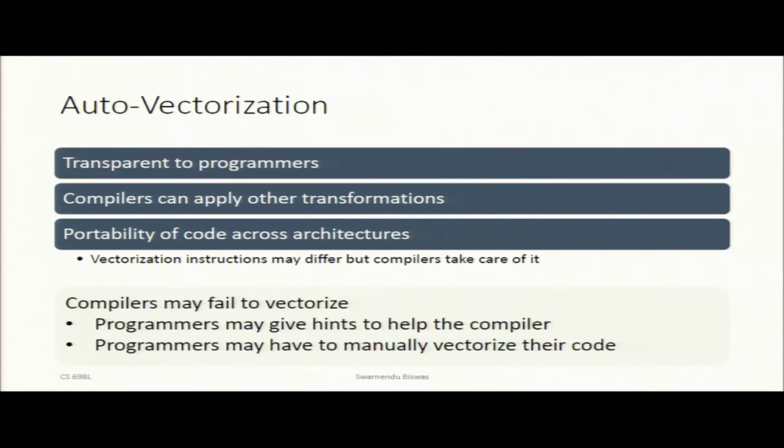However, compilers may fail to vectorize, because there is a limit to what a compiler can do. It may infer wrong things about your code, wrong false dependencies. So in those cases, you can help the compiler by providing hints, or you can force the compiler to actually vectorize it, if you as a programmer are sure that this code can be vectorized.